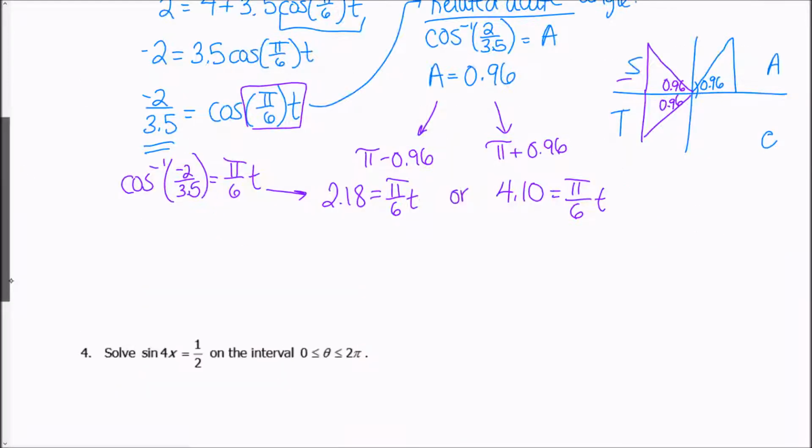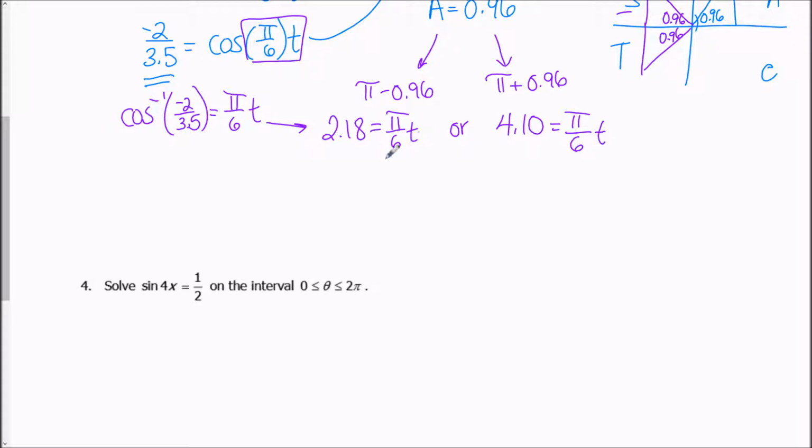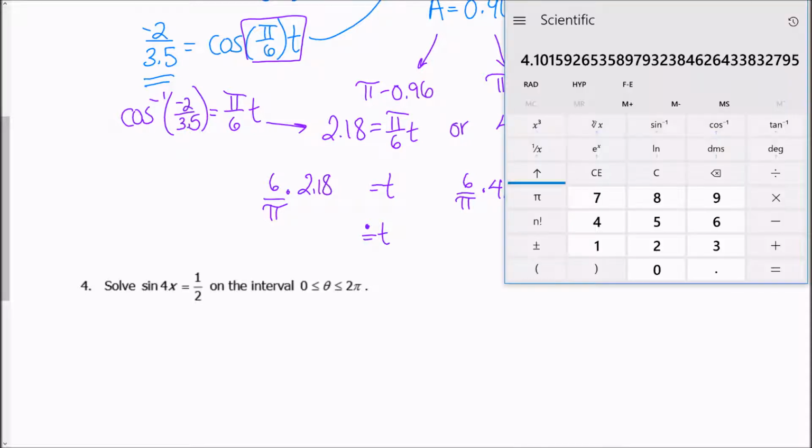So to get this t alone on this side right here, I would just multiply by the reciprocal, which is 6 over pi. So this means t is equal to 2.18 times 6 over pi. And we'll calculate what that is in a minute. And here we know that this means that t is equal to 4.10 times 6 over pi. Okay, and we'll calculate what that is in a minute as well. So let's go ahead and do that.